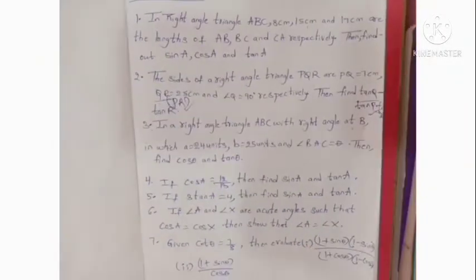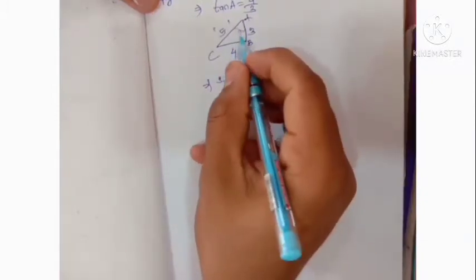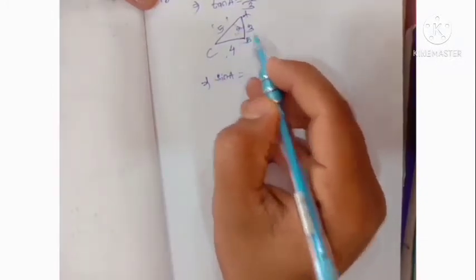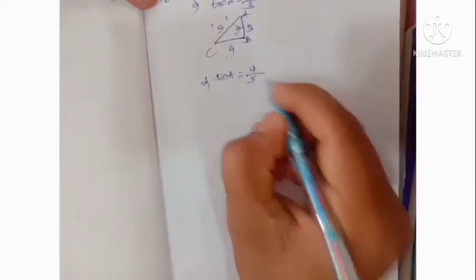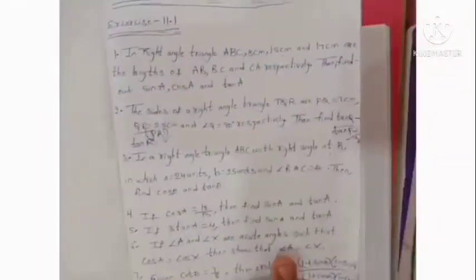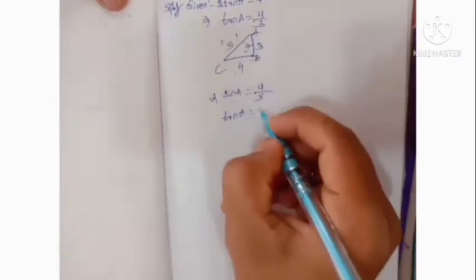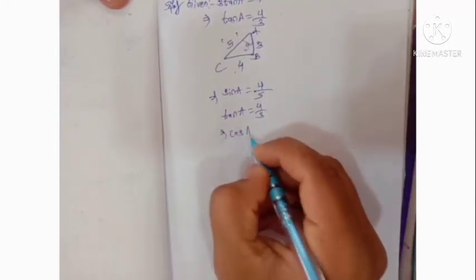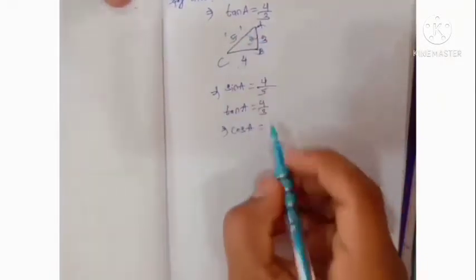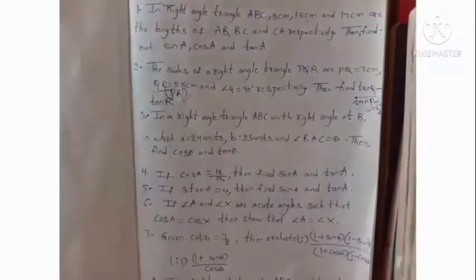Okay. What we should find? Find sin A and tan A. We can easily find sin A. Here theta, we should consider theta there. Sin A, opposite by hypotenuse, 4 by 5. Tan A already there. Tan A is equal to 4 by 3. Or if they want cos A also, then find cos A, adjacent by hypotenuse, 3 by 5, in this way. Next question. Okay, let's see the next question.